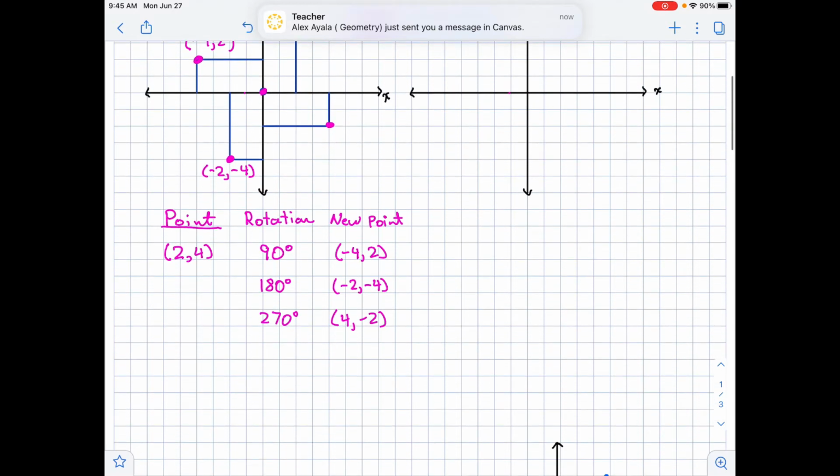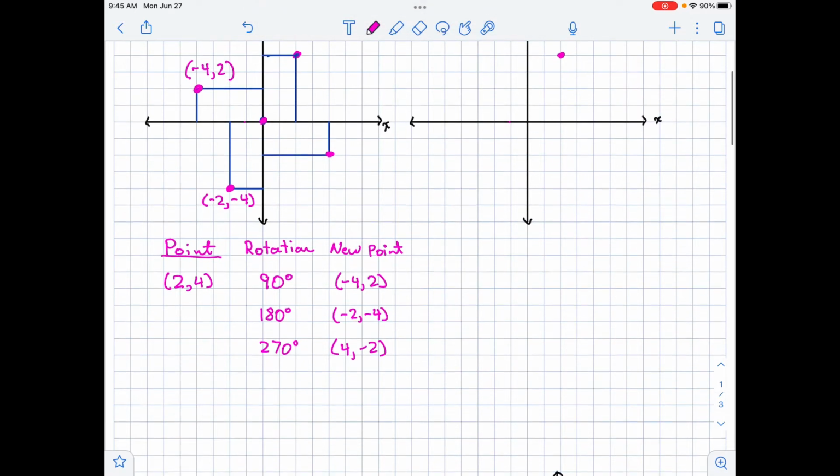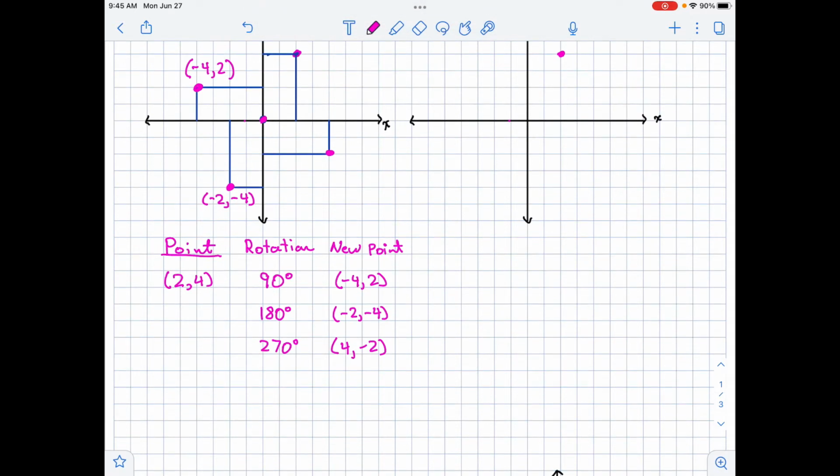And let's see if we can make sense of this. Notice we were just rotating one point there, but ultimately we're going to rotate a figure, which is just a bunch of points. But let's think about how this would be. We start off with XY.